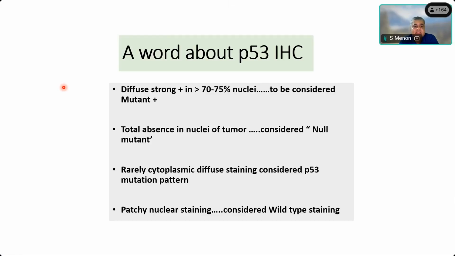Some of them might be resistant. And that's why this slide is very important. So when do you call P53 mutant? When you have diffuse strong positive in 75 to 80% of the nuclei. I think WHO mentions 80%.